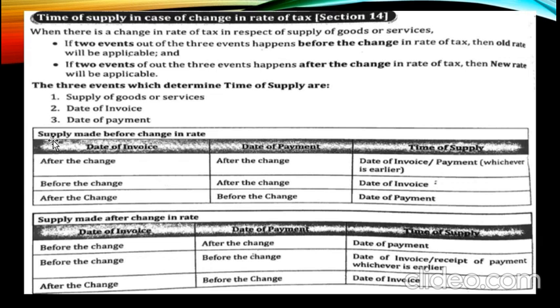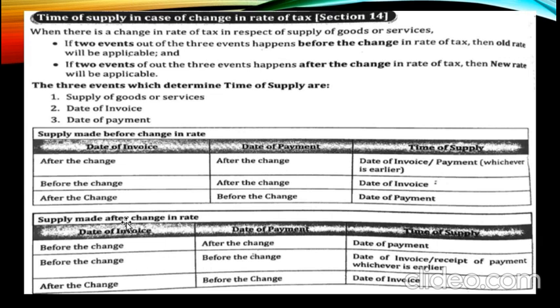So next, supply was made before the change in rate, then date of invoice was after the change, and date of payment was before the change. Yes, so now two conditions are satisfied before the change. That is, supply was made before the change and date of payment was made before the change. So as two events are satisfied before the rate was changed, we will take the time of supply as date of payment. So as I've already told, supply date will not be considered, either the date of invoice or date of payment. So in these two, supply and date of payment were done before. So as these two events occurred, you will be taking the date of payment as the time of supply.